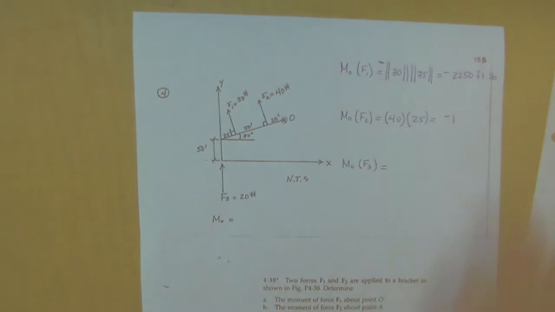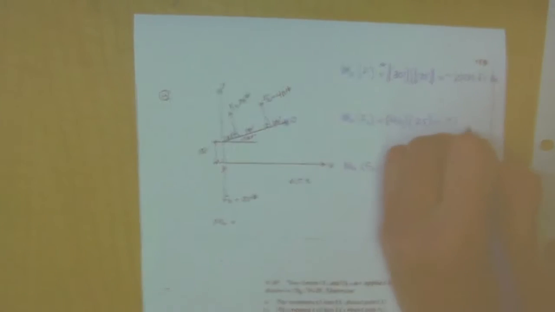And is it negative or positive? Fingers go in the direction of force, palm goes towards O. Negative. Negative.